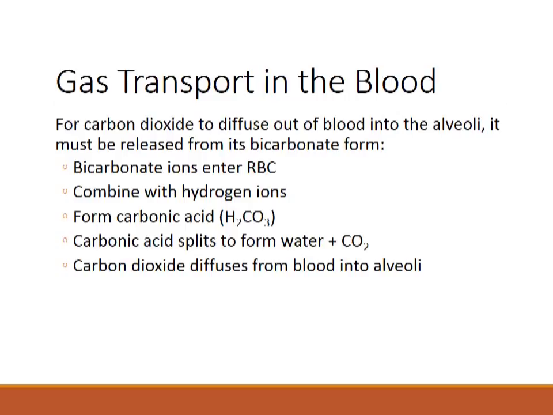Carbon dioxide needs to diffuse out of blood into the alveoli, but because it's in bicarbonate form, it needs to be released from this bicarbonate form. So basically, what happens is the bicarbonate ions enter the red blood cell. It combines with hydrogen ions, and when it does, it forms carbonic acid, which is H2CO3. Carbonic acid splits off to form water and carbon dioxide, and then the carbon dioxide is able to diffuse from the blood into the alveoli. And then we're left with water.